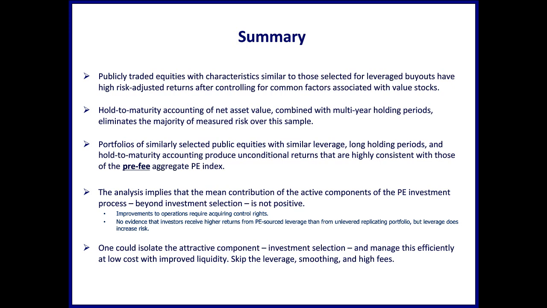So this suggests that the active elements that we often think of as being the source of the attractive returns appear not to be. In fact, the passive elements appear to be the source of the attractive returns. And to the extent that the active elements justify the high fees, they actually might be making the investor worse off. Another implication is that we could, in principle, isolate the attractive component, namely the investment selection, and manage this efficiently at low cost with improved liquidity. You could skip the leverage, skip the smoothing, and skip the high fees.